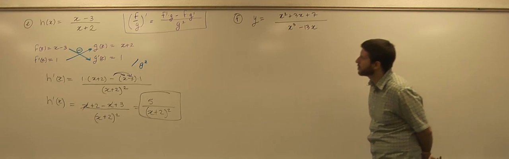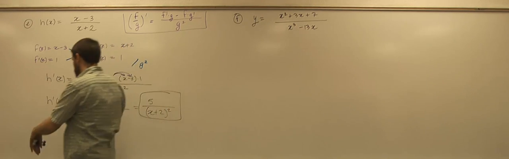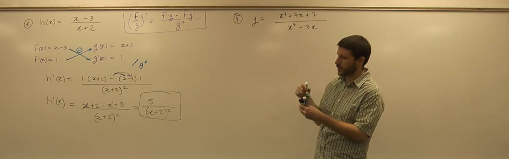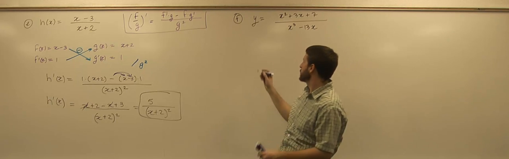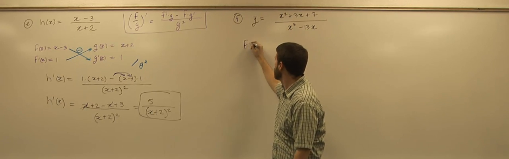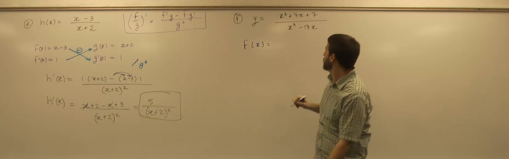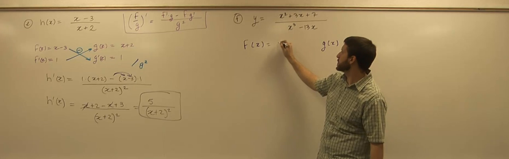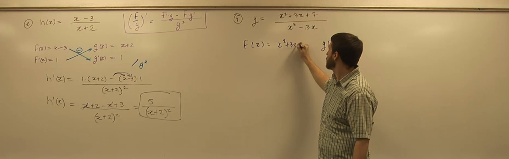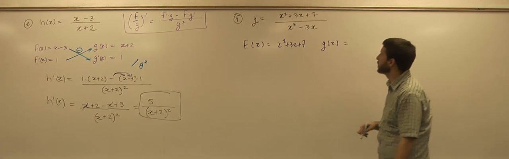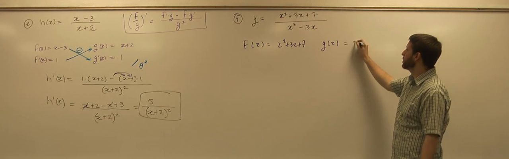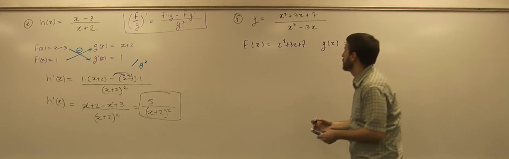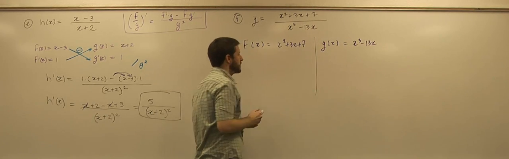Alright, so we have to do quotient rule because it's a quotient. So to take the derivative of a fraction or to take the derivative of a quotient, you have to do this rule. There's no other choice. God mandated it. So we assign an f of x and a g of x. F of x is always the top. G of x is the bottom. And you do your derivatives.